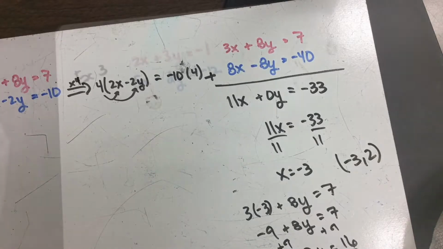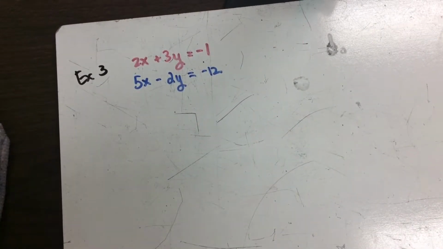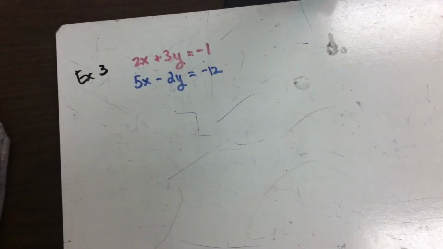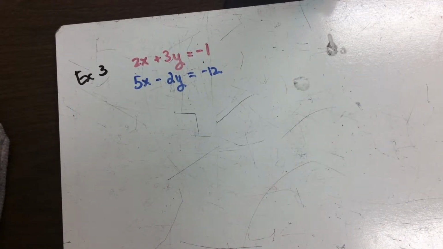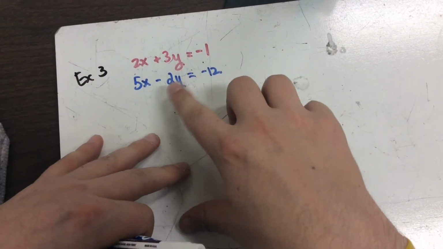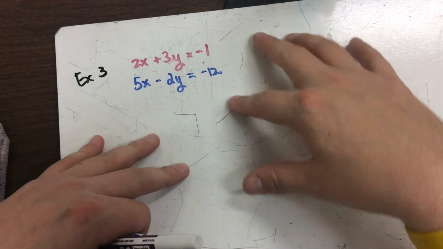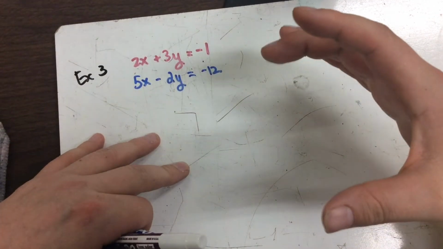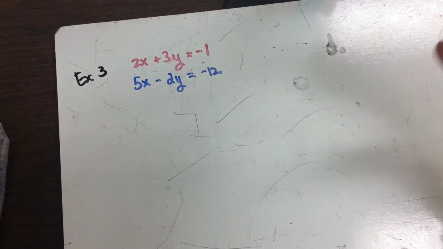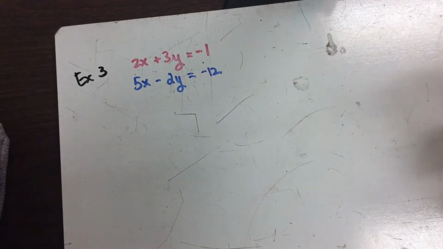We have one more example to do. Okay, here's our last system of the day. We have a 2x plus 3y equals -1 as our pink equation. And we have a 5x minus 2y equals -12 as our blue equation. As we look at these, is there anything we can do to easily multiply one equation to make it so we can set up for elimination?